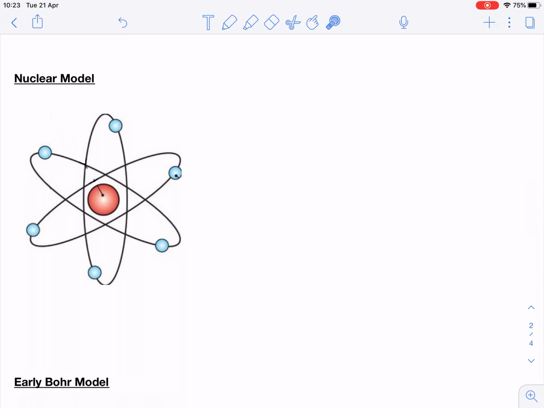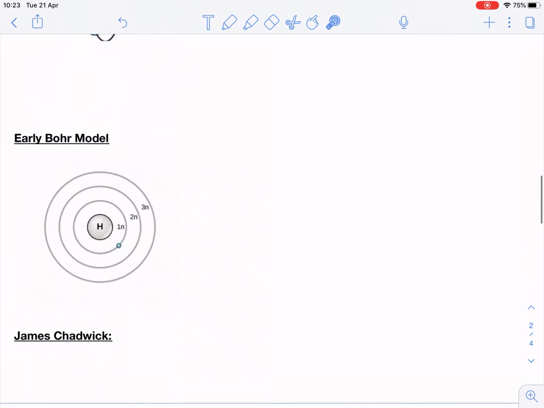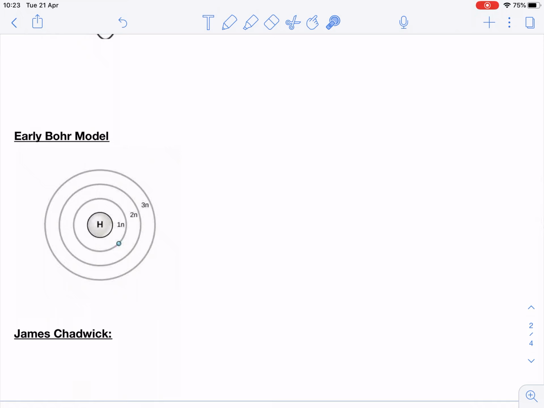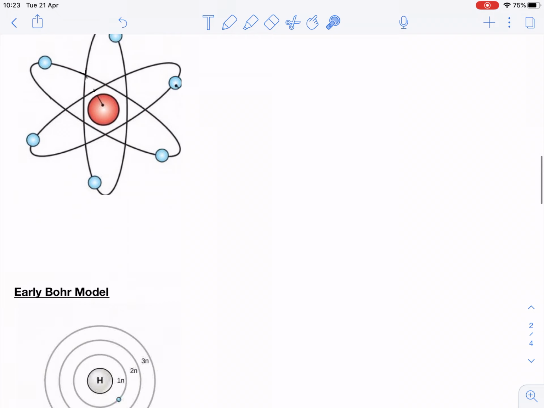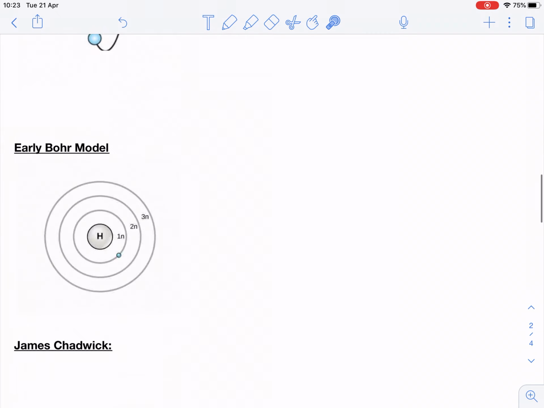So from that, we then progressed further. We then had a gentleman called Niels Bohr. Niels Bohr came along, and through different experimentation and investigations, which you don't need to know the ins and outs of for your GCSE, he realised that electrons didn't just orbit around like we see here in the nuclear model. What they actually did was orbit at specific distances from the nucleus. I'm just going to note that here.